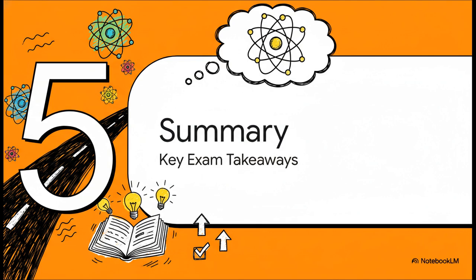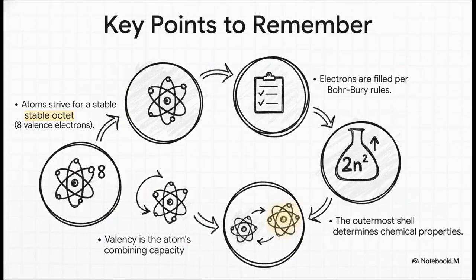Okay, we have covered a lot of important concepts today. So let's just quickly summarize the key points that you absolutely need to remember for your exams. First, remember that electrons are filled according to the Bohr-Bury rules. Next, don't forget that super useful formula, 2n squared, which tells you the maximum capacity of any shell. The most important idea is that the outermost shell is the star of the show. It's what determines how an atom reacts.